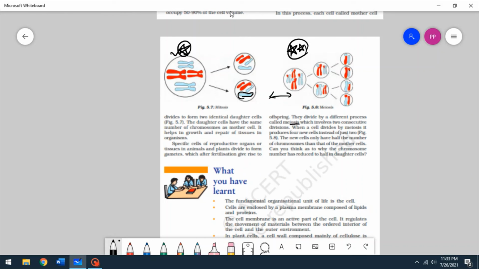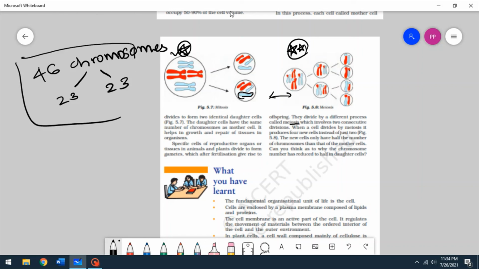Alright, and then we have meiosis, which is used for reproduction, where a gamete is formed because of meiosis. Let's suppose we all know humans have 46 chromosomes. In that, the mother contributes 23 and the father contributes 23. And this happens because of meiosis. Now let's consider what happens without meiosis, alright?